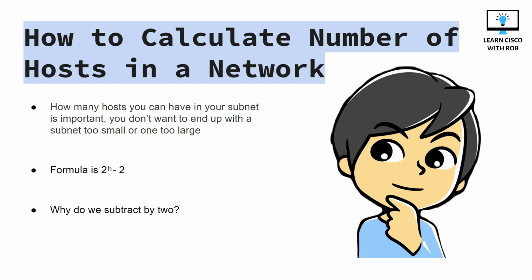Tying the previous slides together, how can we calculate the number of hosts we need within a network, or indeed a subnetwork? The amount of hosts you can have is very important, as you don't want to end up with a subnet that's really small and you run out of IP addresses, or one that's too large and you have a lot of wastage. The formula for this is 2 to the power of h, where h is your host bits, minus 2. Why do we subtract by 2? Well, that's because we have 2 reserved addresses, the very first address being the network address, and the very last address being the broadcast address.